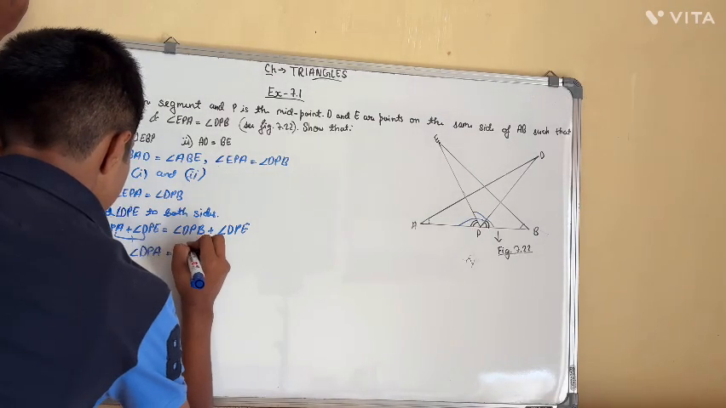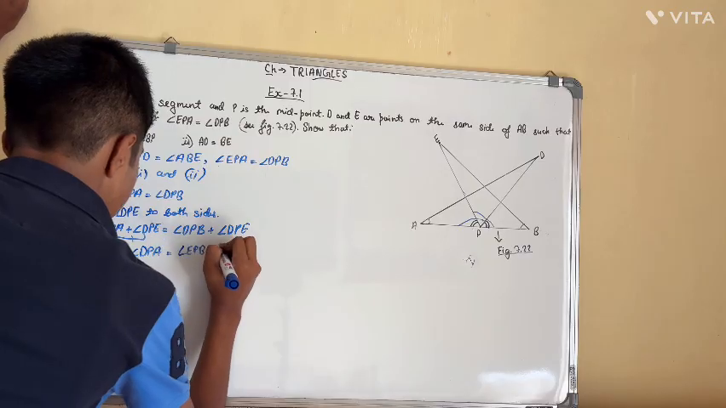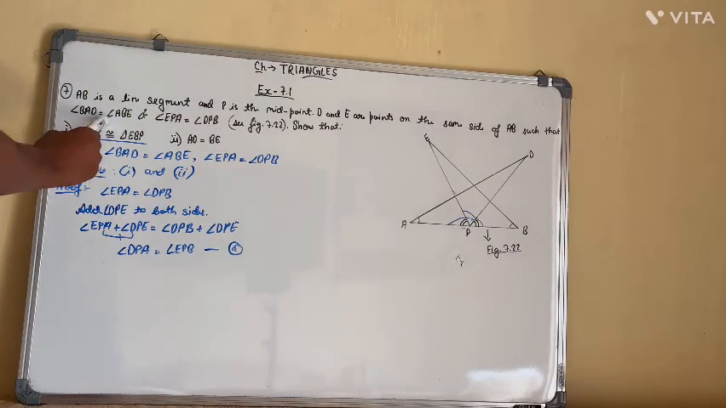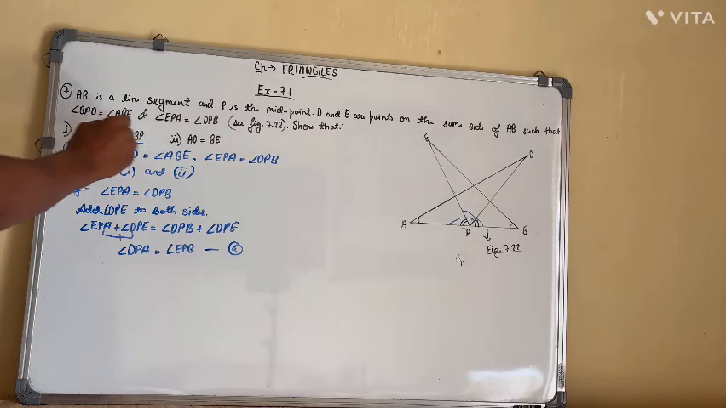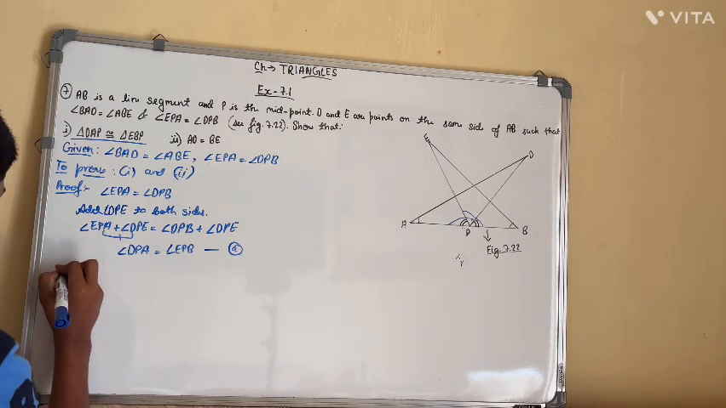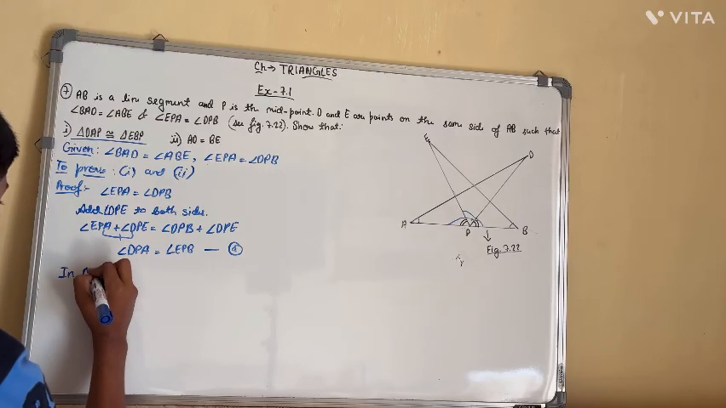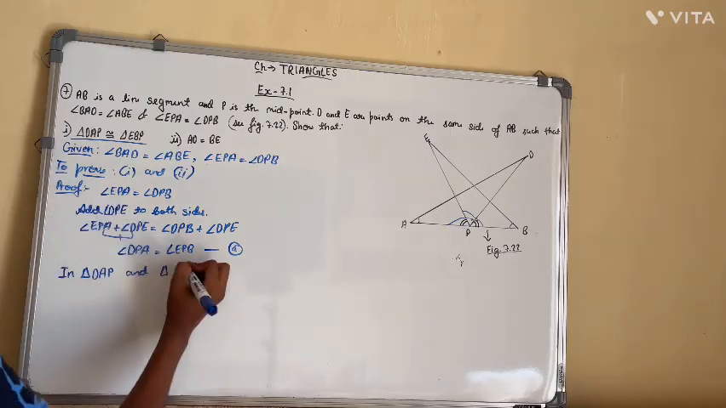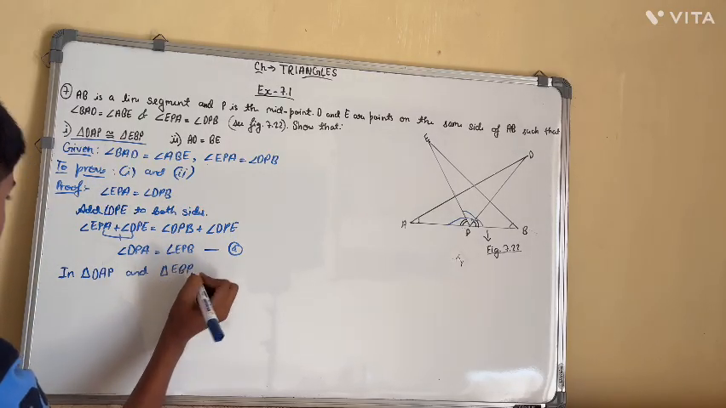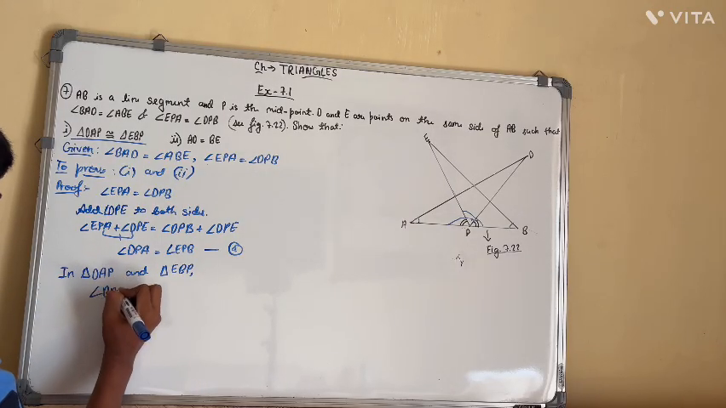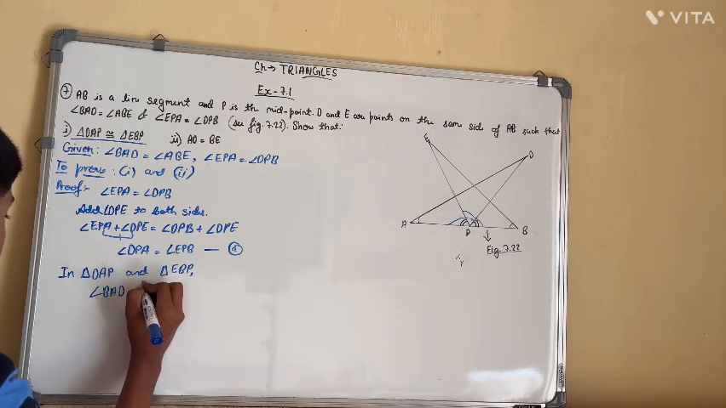Okay, angle EPB, this we let as A. So I am taking this angle. Okay, these two triangles I am taking. So I can write in triangle DAP and triangle EBP. Okay, firstly we take this angle. So angle BAD is equal to angle ABE.